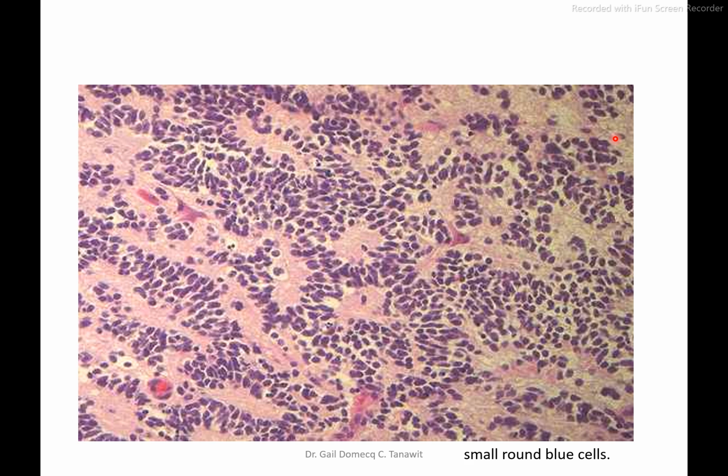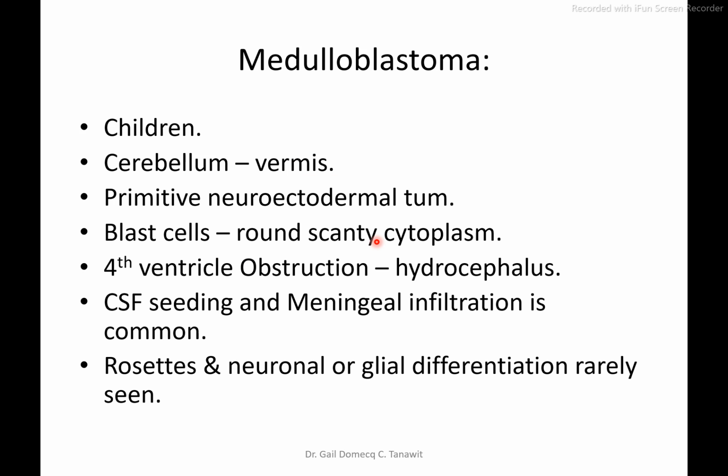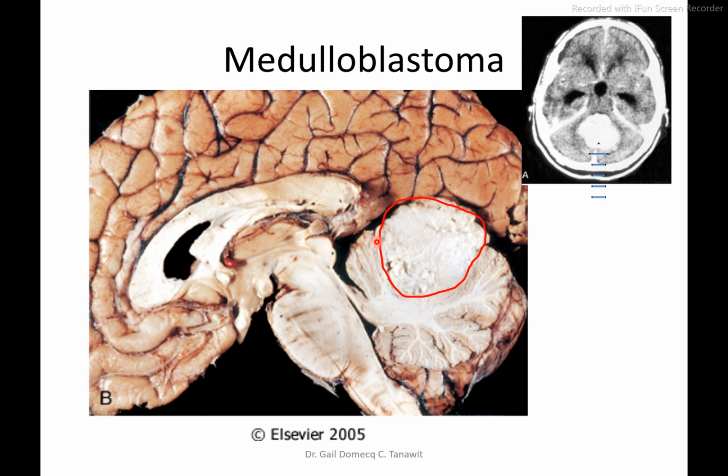On microscopic examination, we can appreciate that this tumor is quite hypercellular, and it's made up of round to ovoid blue cell tumors. The nucleus is quite large. The cytoplasm is very small, quite scanty. You cannot appreciate it. And they would be forming rosettes, or what we call a flower-like structure, the Homer Wright rosettes. So the rosettes are pathognomonic for the medulloblastoma.